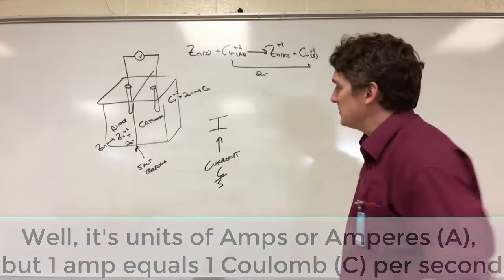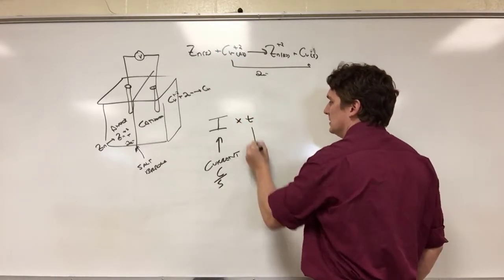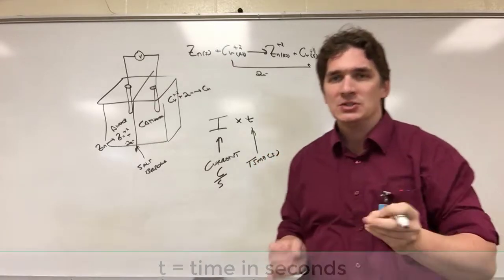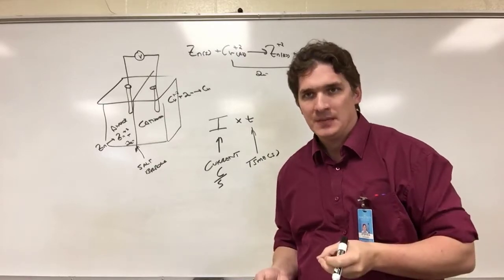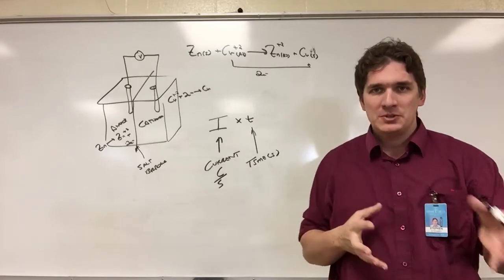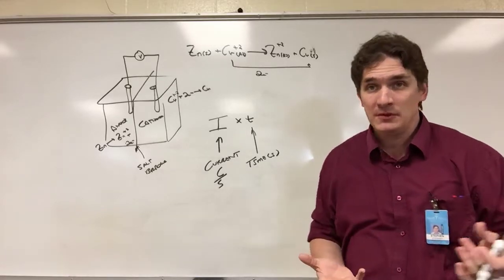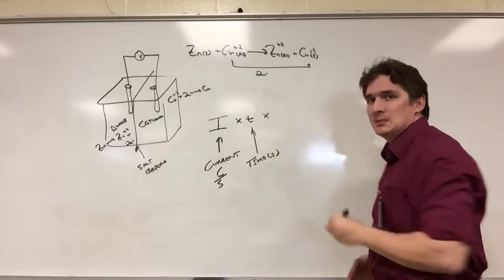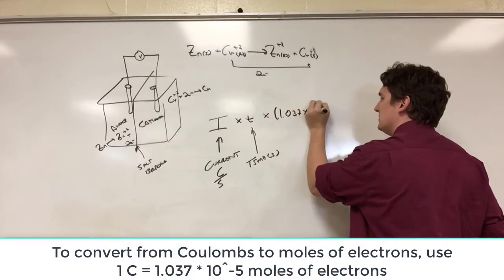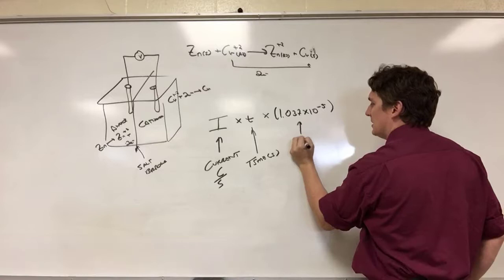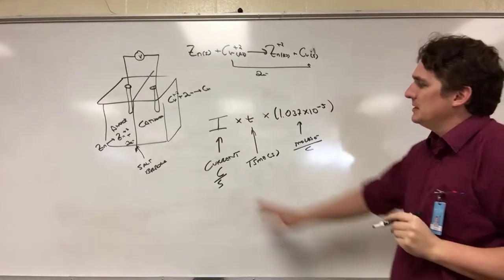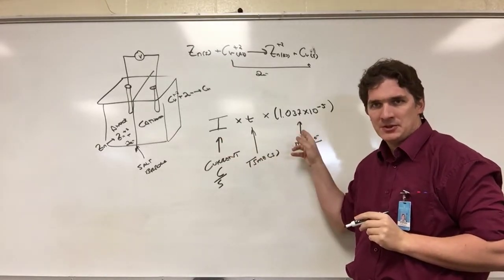To determine the number of electrons, the first thing we need to do is multiply by the time in seconds, because this is going to tell us how many coulombs actually transferred from one side to the other. Once you multiply by time, we're in units of coulombs. Now, a coulomb has a proportionality constant related to the number of electrons, particularly the number of moles of electrons. If we want to convert from coulombs to moles of electrons, it's just 1.037 times 10 to the negative 5 moles of electrons per coulomb.